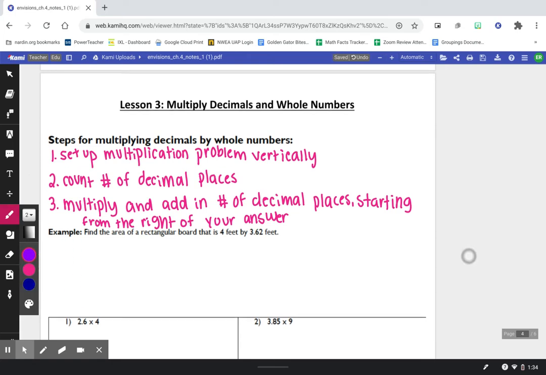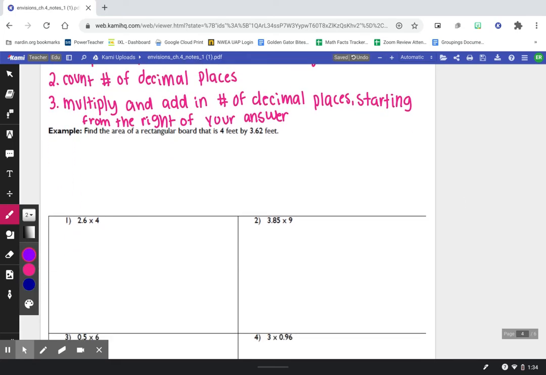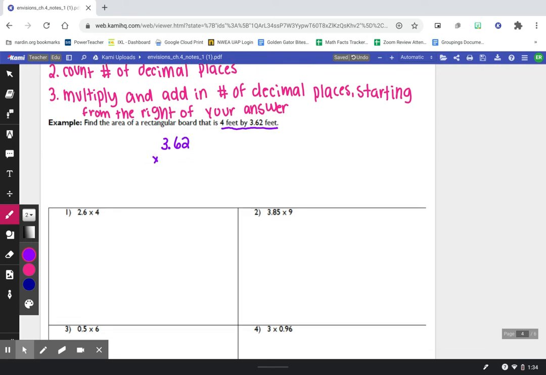So find the area of a rectangular board that is 4 feet by 3.62 feet. So what we're going to do is start multiplying by doing it vertically. So we're going to put that 3.62 on the top times 4. And remember, when we're multiplying, we line our numbers up nice.